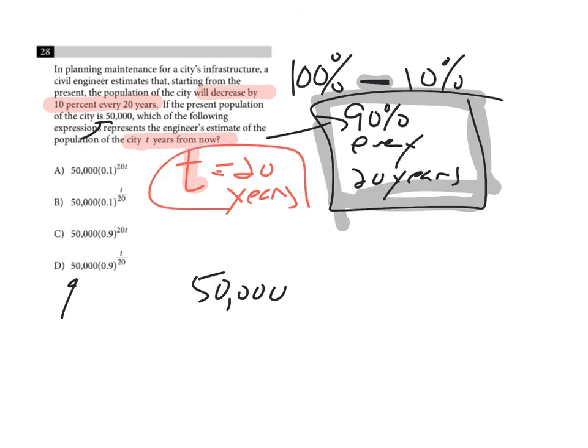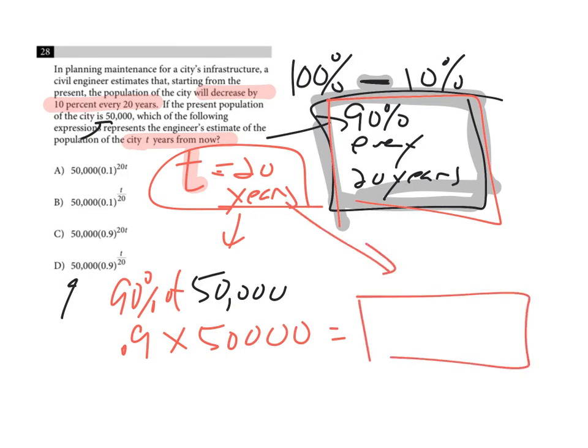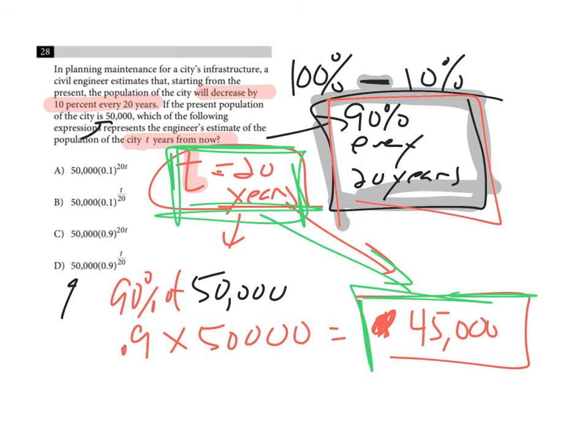If T was 20, it started off with 50,000, but then every 20 years, it's 90% of what it was. So when T is 20, we're just going to do 90% of 50,000, or 0.9 times 50,000, which means after 20 years, the population of the city is 45,000, not dollars, but people. So basically, when T is equal to 20, the answer to the question is 45,000. So this drops 10% every 20 years. In 20 years, it's 90% of what it was, and 90% of 50,000 is 45,000.